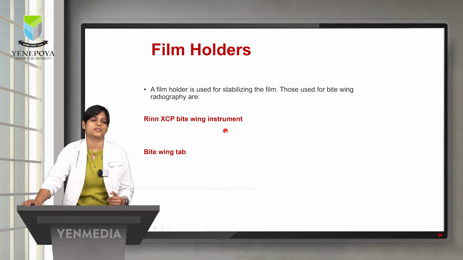Moving on to film holders. How is the film held in place in the oral cavity? What is a film holder? A film holder is used for stabilizing the film.